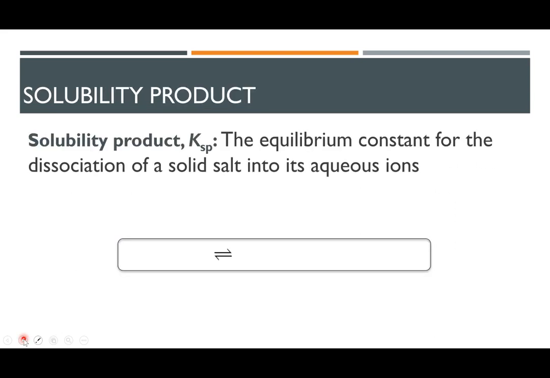Okay. So again, we see this K value. So we've got our equilibrium constant, we've got our equilibrium. We use the sp subscript to just say solubility product. So this is to classify it as different from an acid, Ka, or a base, Kb. This is going to be just solubility products. So the equilibrium constant for the dissociation of a solid salt into the aqueous ions.